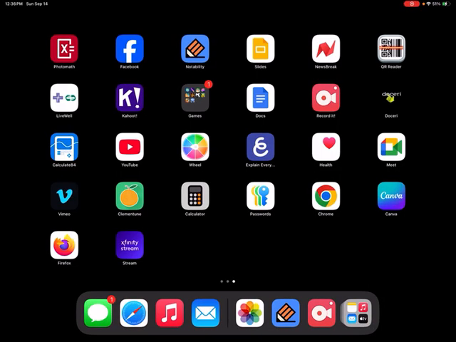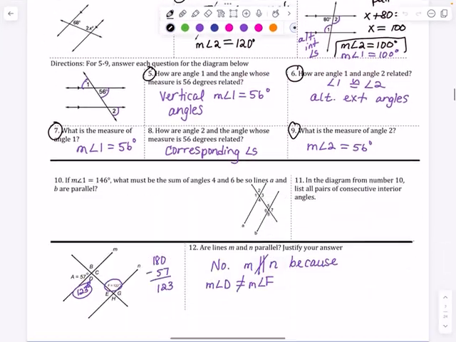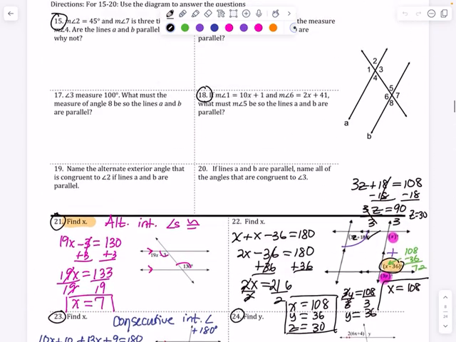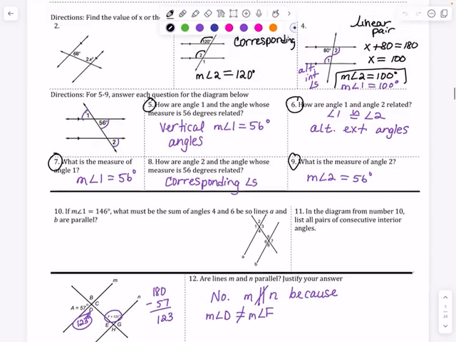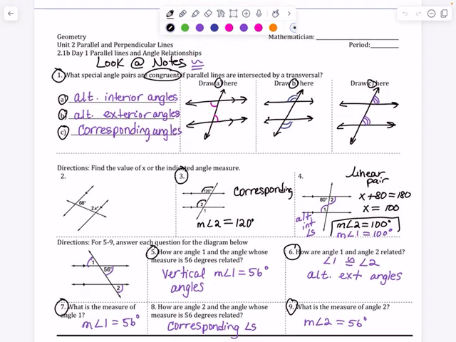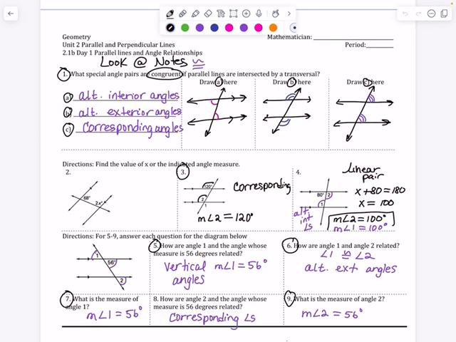All right, so we're going to move on to notes for 2.1B, I believe. No, it's 2.2A. We are going to talk about perpendicular lines in this set of video notes. However, because I'm not there right now, if you need to, here are some answers for 2.1B, Day 1, Parallel Lines and Angle Relationships. I'm just going to let it sit here for a moment so you can pause and then copy answers down.